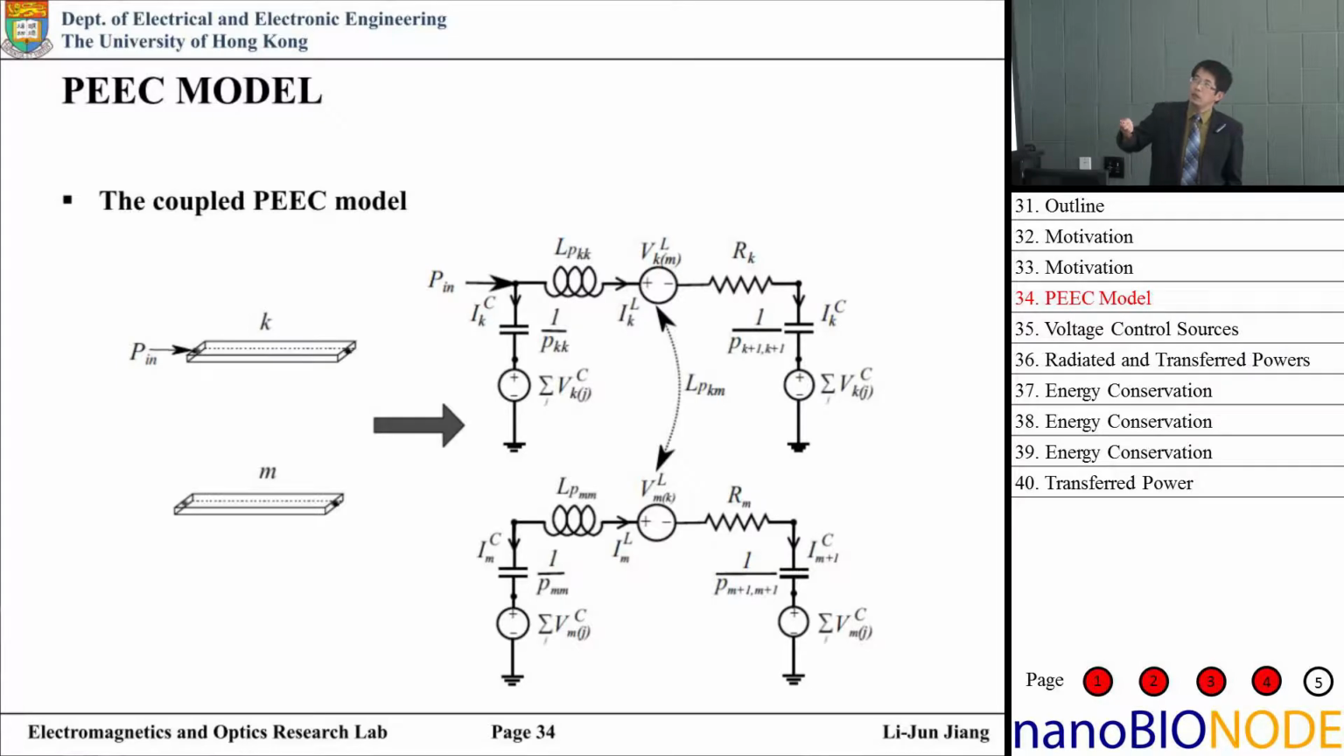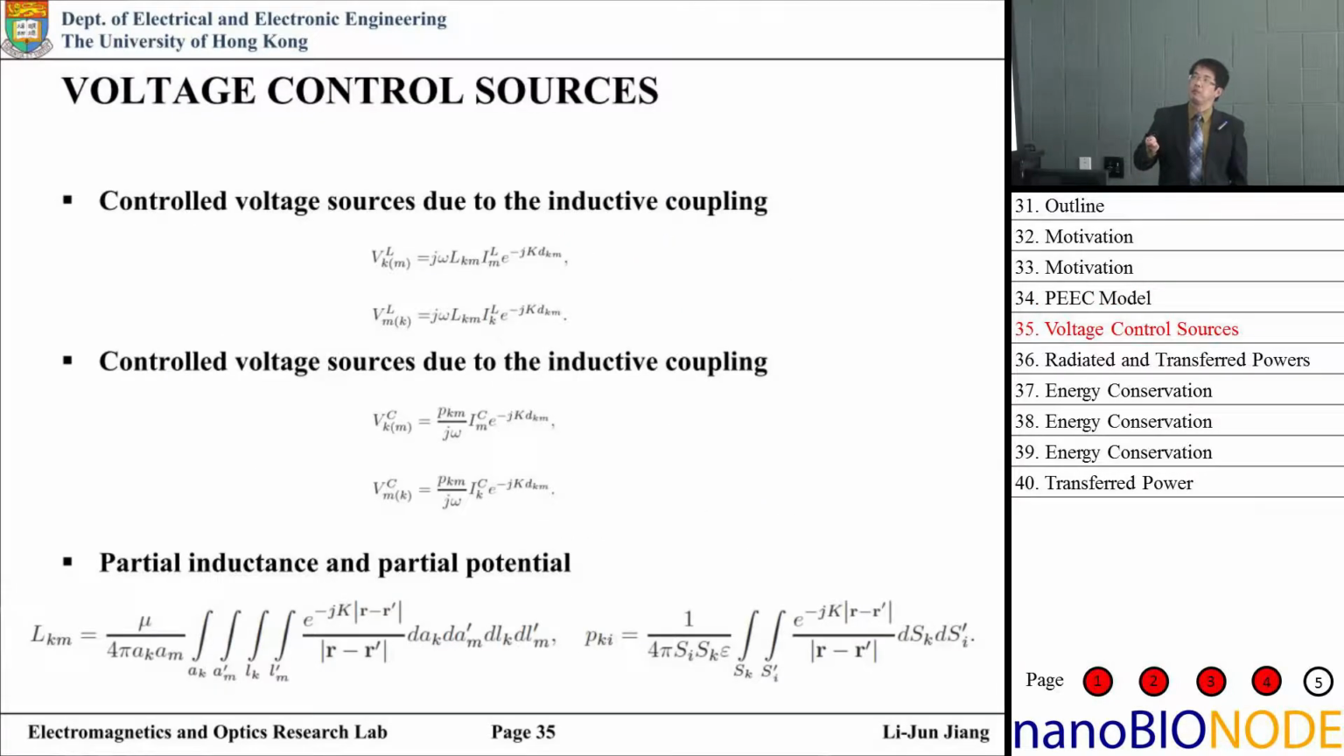With this, if we consider it a dynamic problem, which is not a static problem, then we are going to have the so-called partial inductance and partial potential coefficient. This partial inductance and partial potential will have a kernel of the free space Green's function, and that will be complex. It means your inductance model and capacitance model will be complex. And this complex model will contribute to the controlled sources in the inductive branch and the capacitive branch.